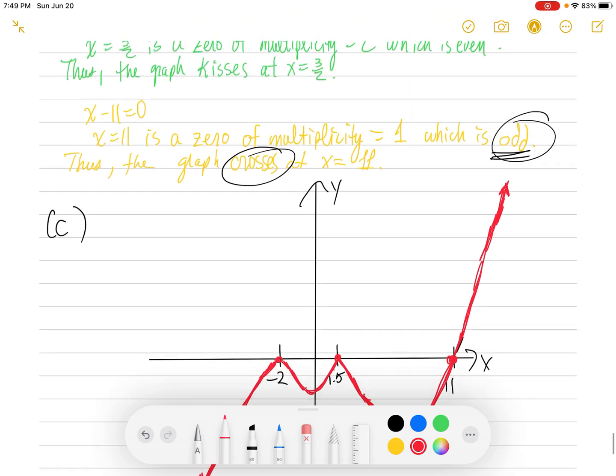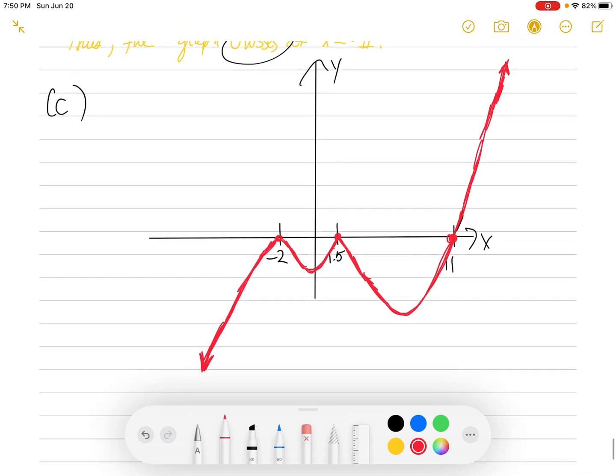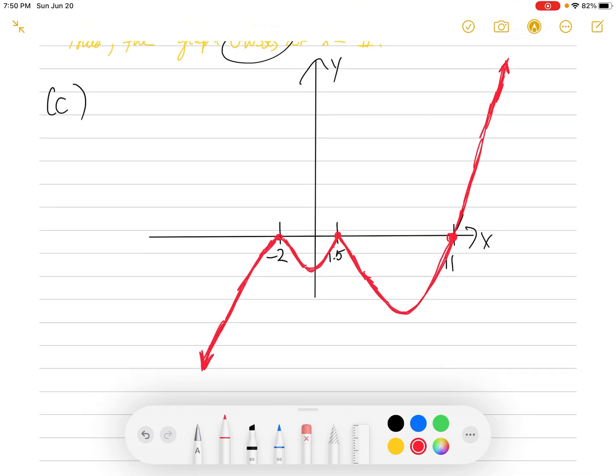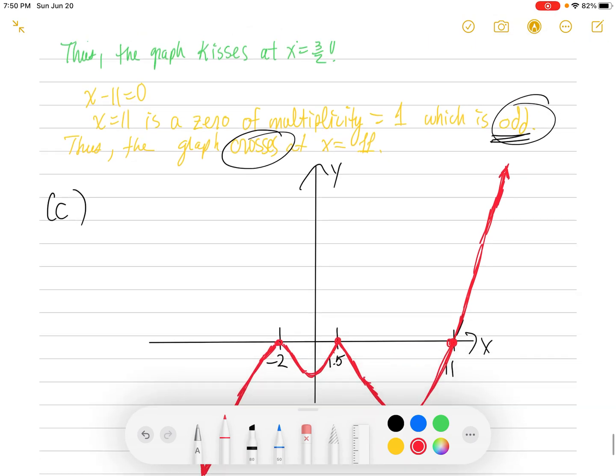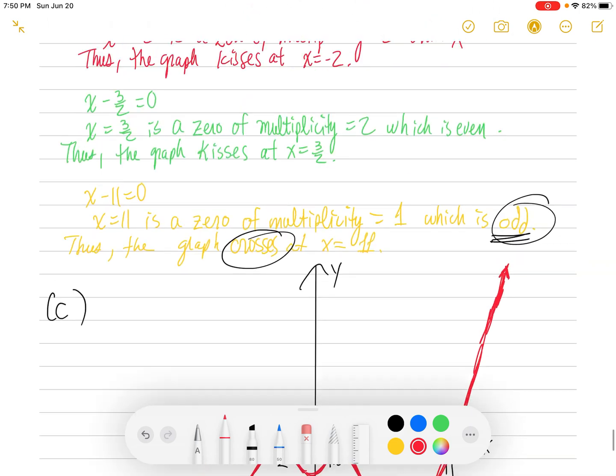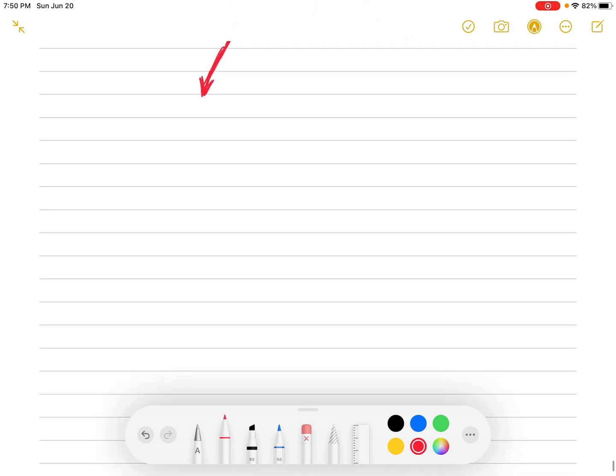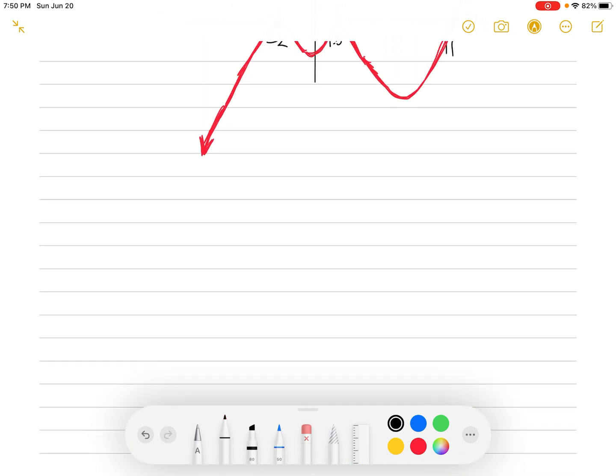All right, so there's your final graph. That's a good overall picture of what it looks like. Everything's not perfect with this graph, but it has the general shape: the right side, the left side, the kissing at -2, the kissing at 1.5, and the crossing at 11. All right, what was that? Number 3? Yeah, it's number 3. Let's do number 4.